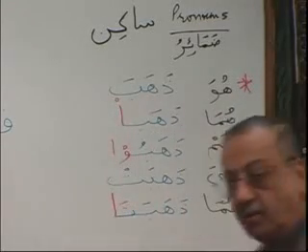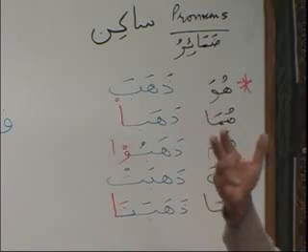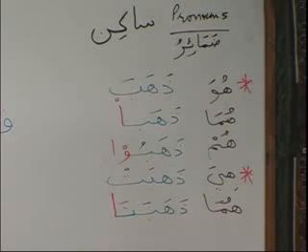Okay. Now, where is the fa'il here? Aleph. You know it, huh? Where is the fa'il here? Wow. Where is the fa'il here? Ta. What is on them?